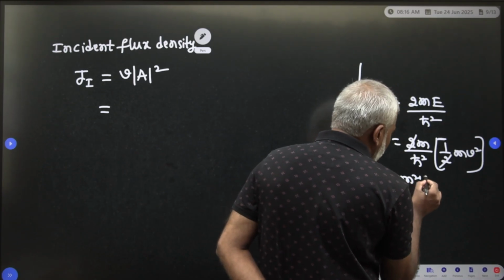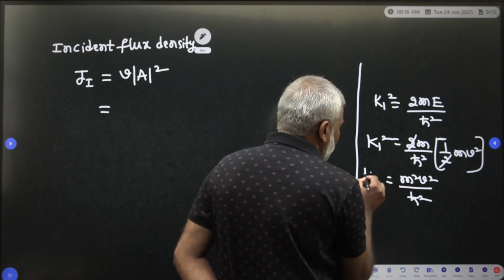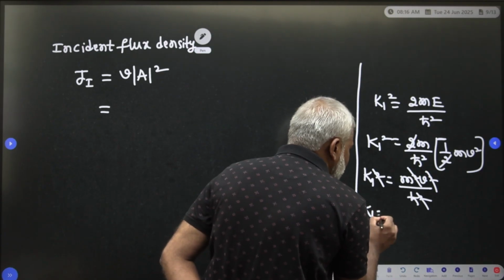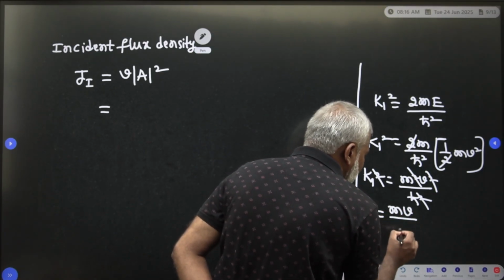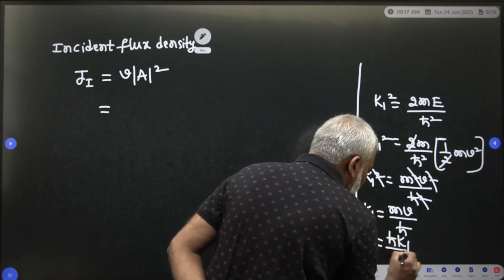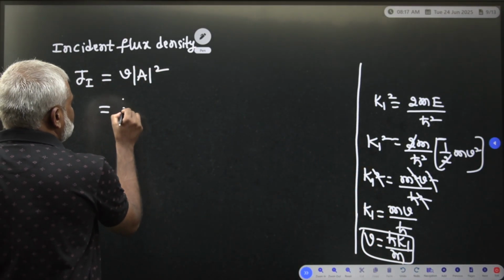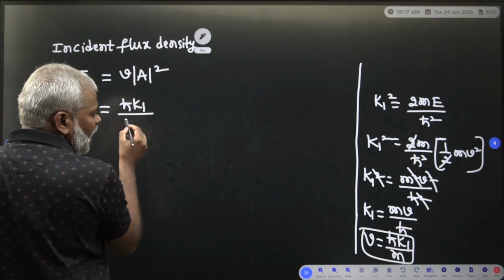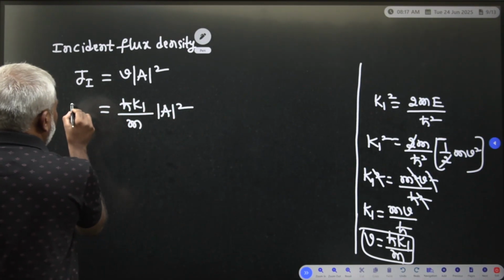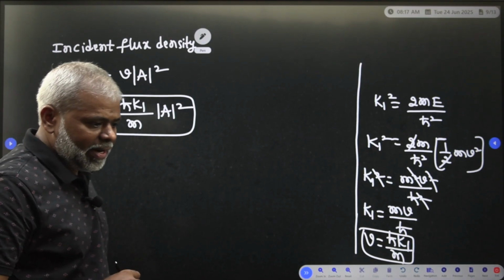So m square v square divided by h cut square is equal to K1 square. Removing the square on both sides, K1 is equal to mv divided by h cut. Therefore velocity is equal to h cut K1 divided by m. So we write h cut K1 divided by m into modulus of A square. This is the incident flux you are getting.